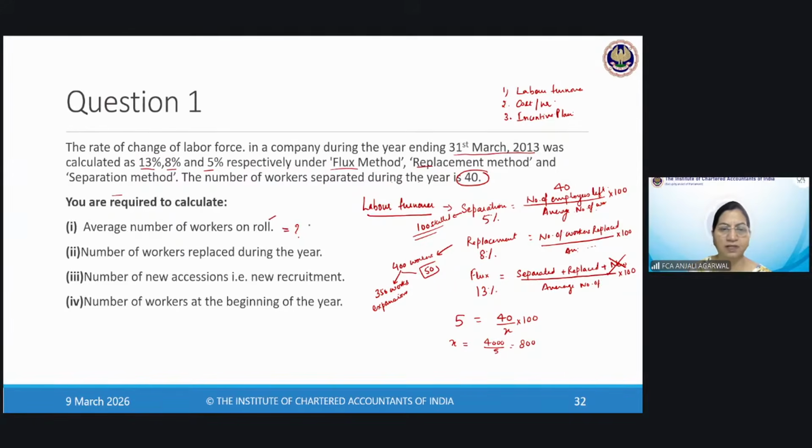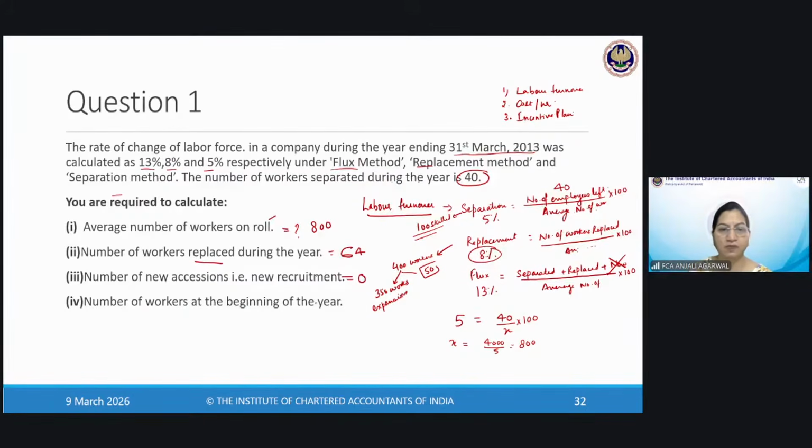So you have the first answer. How many workers were there on an average? 800. Now, how many were replaced? 8%. 8% of 800, 64. How many new accessions or new recruitment? As 5 plus 8 is 13, so there is no new accession.